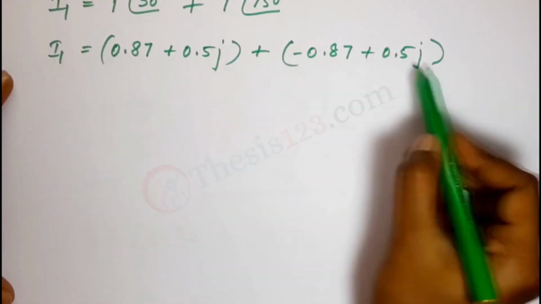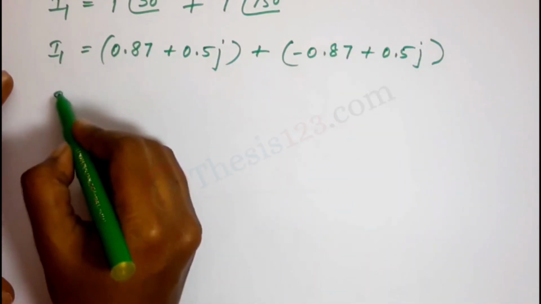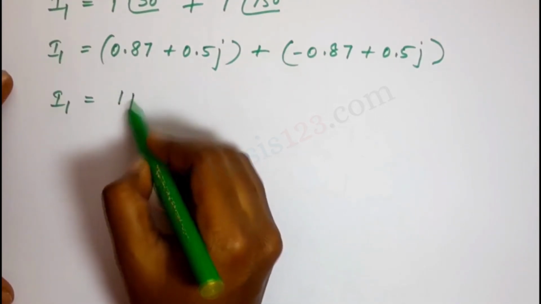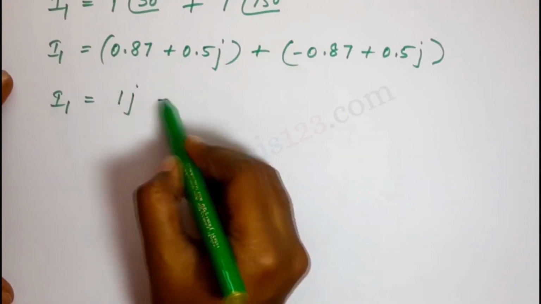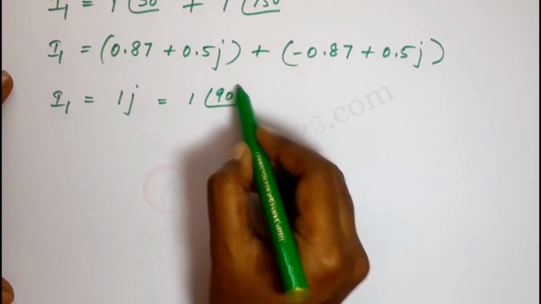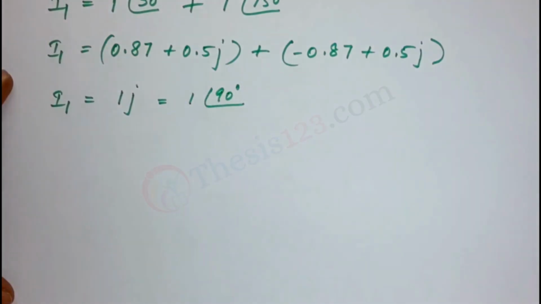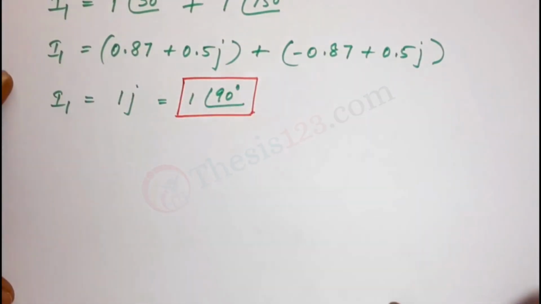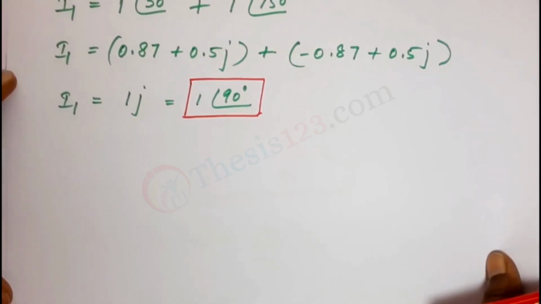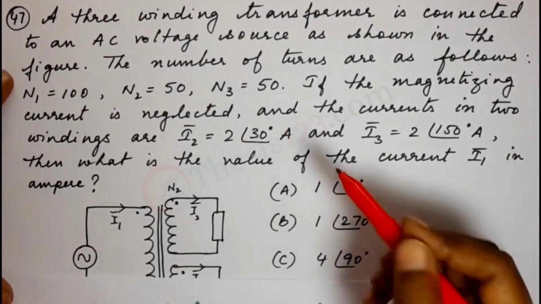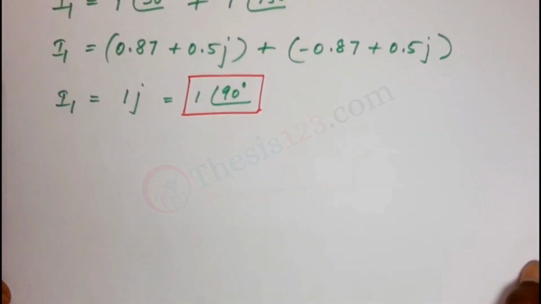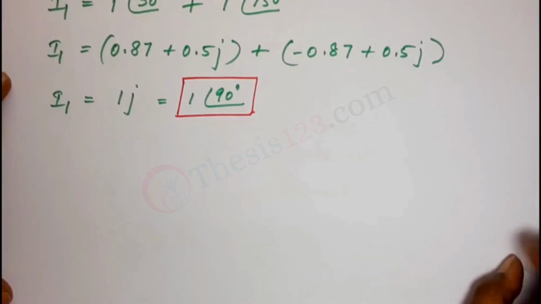Now if you solve this, you will see that the real term cancels out. We are left with just the imaginary term of 1j, and 1j is 1 angle 90 degrees. This is the polar form and the value of I1. 1 angle 90, and 1 angle 90 matches option A. So this is the entire solution, and I hope it has helped.